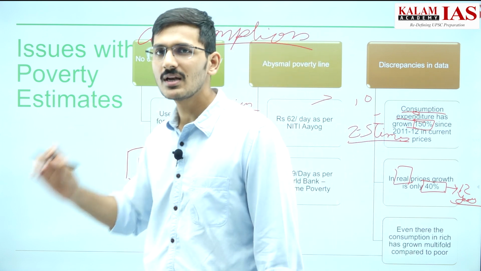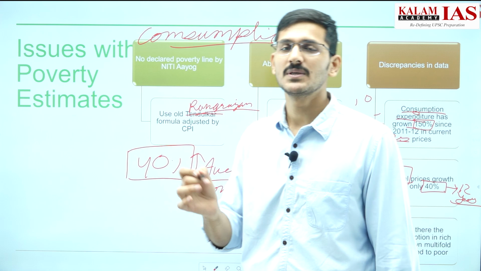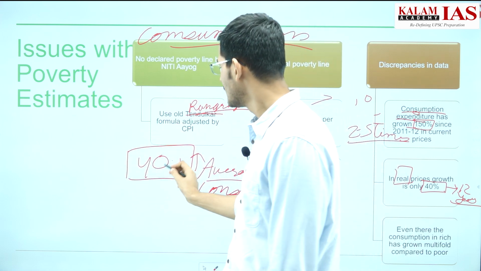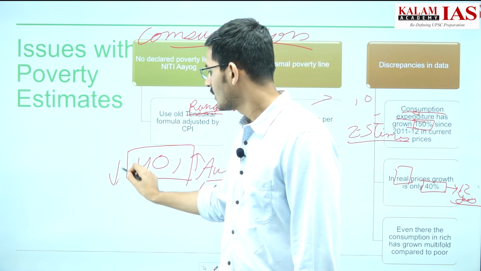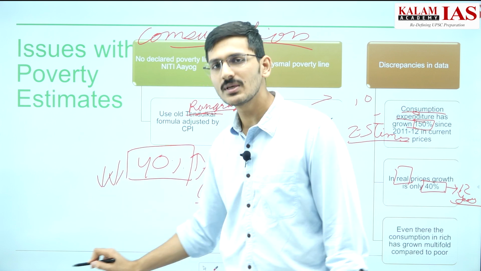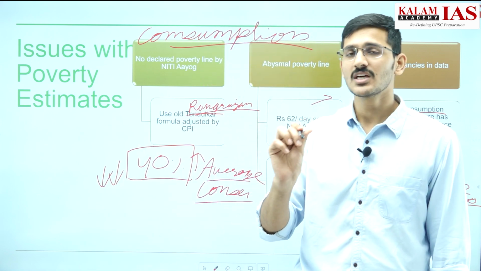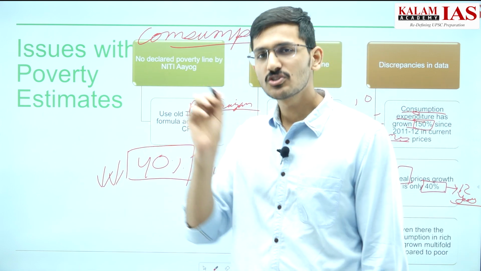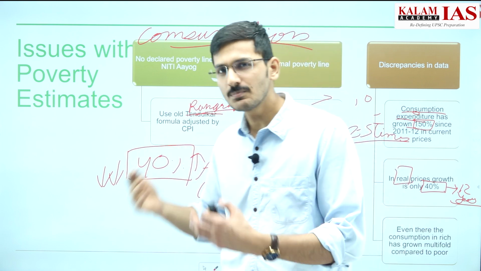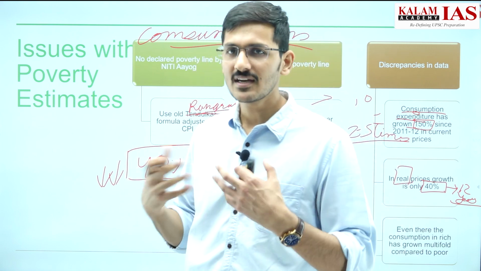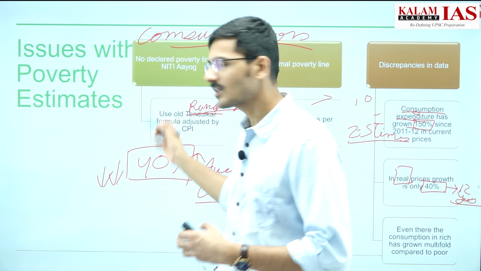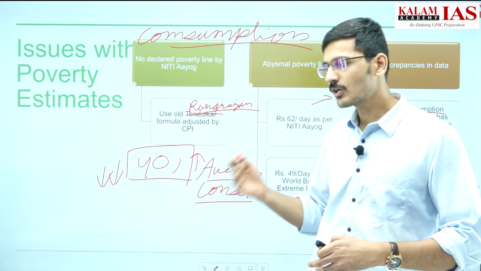If we take the rural poor people, especially in the rural as well as urban areas, this is much less than 40%. The actual increase, the real increase in consumption expenditure in 12 years is much less than 40%. Is it 10%? Is it 20%? Is it 30%? That is for the government to decide. But it is for sure much less than 40%.